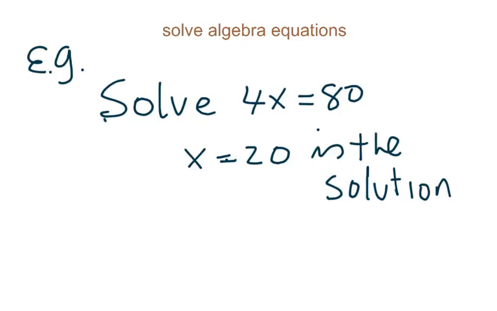When you're solving algebraic equations, you're trying to find the value of the unknown that would make the equation work out. So in this case, we have an equation 4x = 80. So x is the unknown. So x in this case is equal to 20, because you divide both sides by 4. You divide this side by 4, divide this side by 4, and you're going to get x = 20. And I think most of you just spot that.